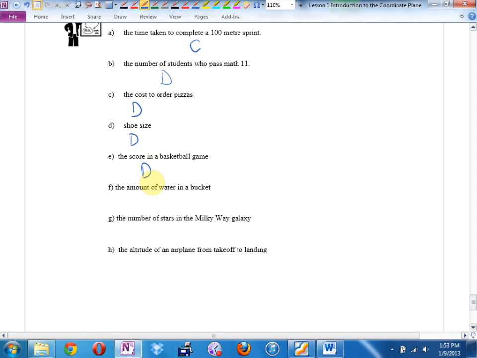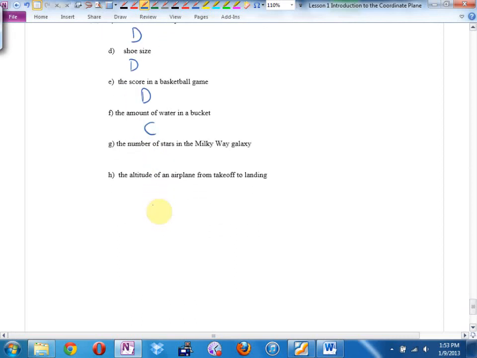The amount of water in a bucket. That's continuous. It can take on every single value. The number of stars in the Milky Way galaxy. Yeah, it's a big number, but I'm telling you right now, I know that the answer isn't something, something, something, 0.3 stars. Right? Stars come in chunks of 1.